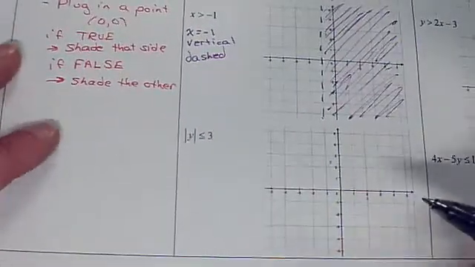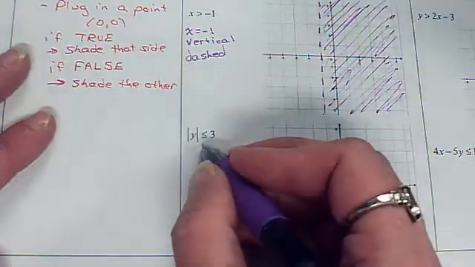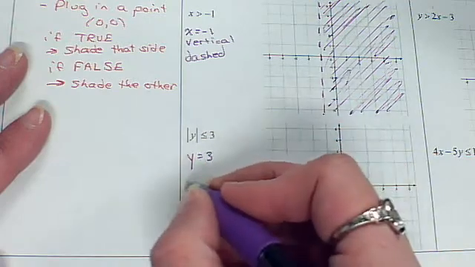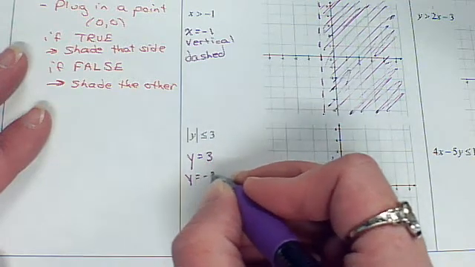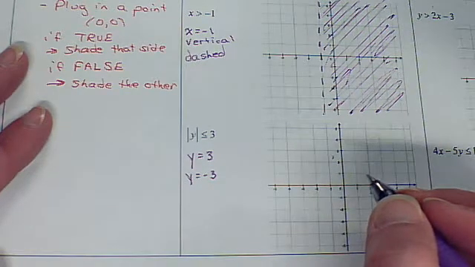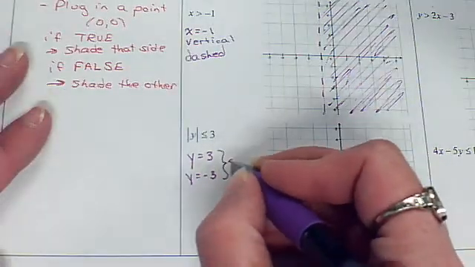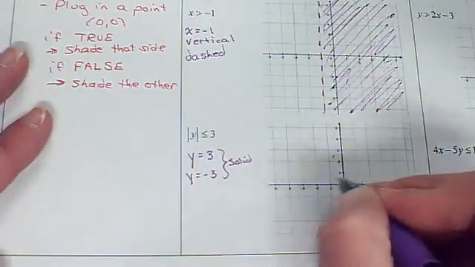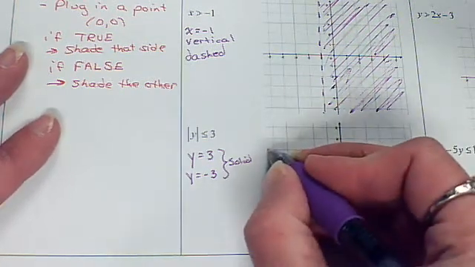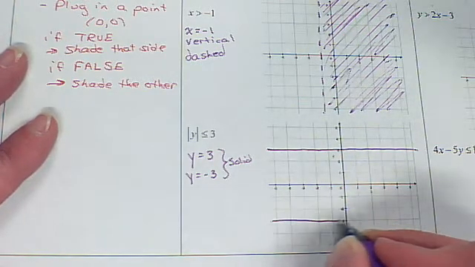Uh-oh. Here we have an absolute value. Absolute value of y. Okay. Well, that means we have 2 boundary lines. Because couldn't y have been 3? Or y could have been -3? All right. Now, are those going to be solid or dashed? Those are equal to, so we're going to make those solid. So I have 2 boundary lines when I have an absolute value. Solid line at 3 and a solid line at -3.